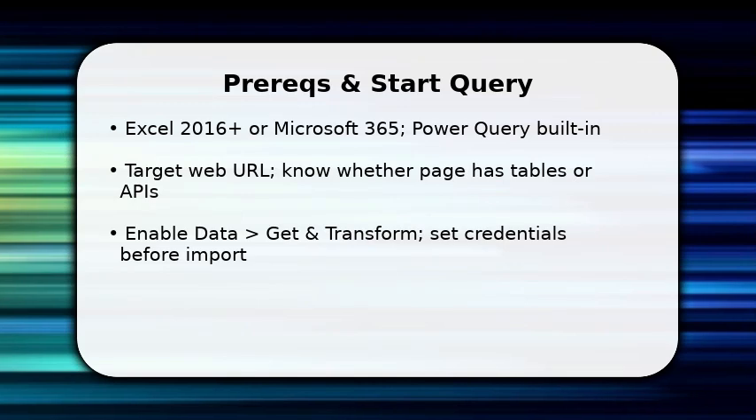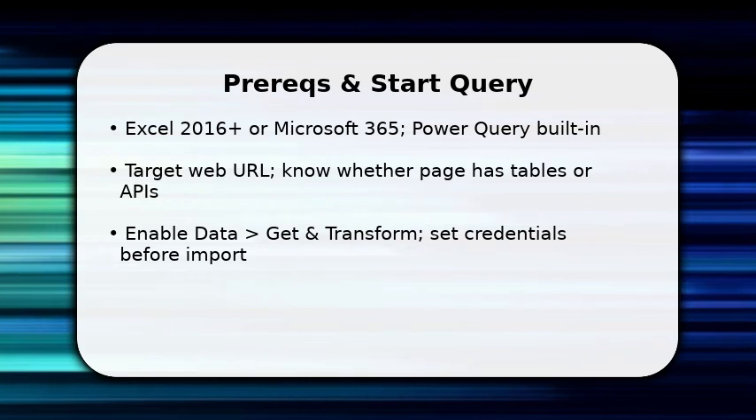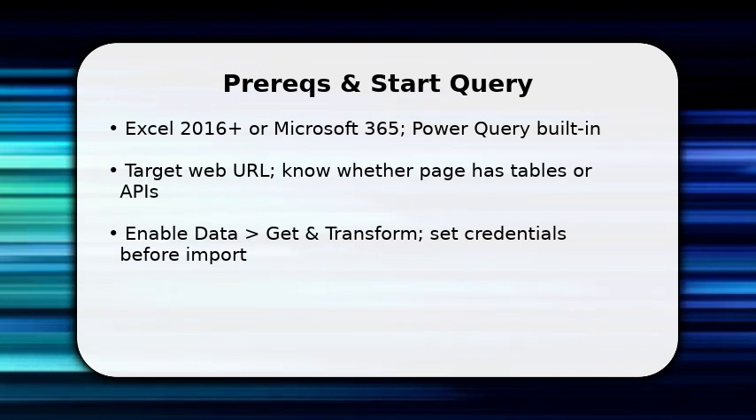You'll need Excel 2016 or Microsoft 365 and a URL ready. First, open Get data from other sources from web to begin. Enter the page URL and choose basic or anonymous credentials. This controls access and refresh.